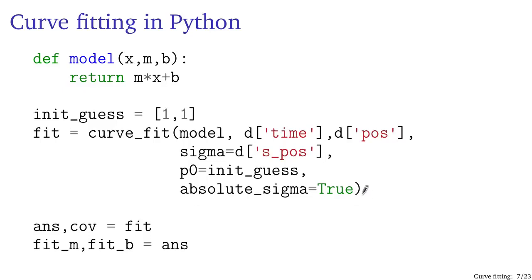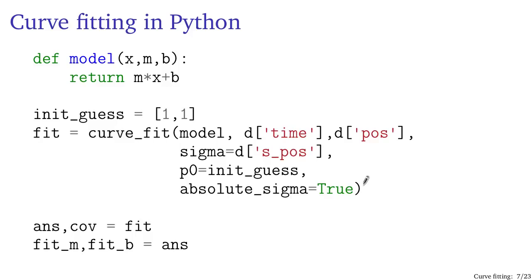If you don't say absolute_sigma equals True, it will still give you an answer. It will try its best to estimate things. And if you don't give it an initial guess, it will still try. It's just going to use ones for the initial guess, which is the same as what I'm giving it here anyway. So this would have worked regardless. But you do, in general, want to give it an initial guess, as well as an absolute sigma.